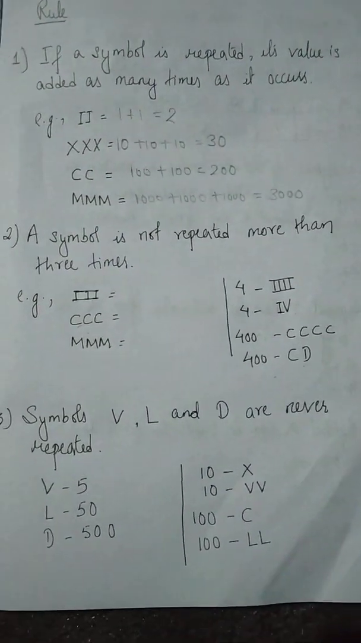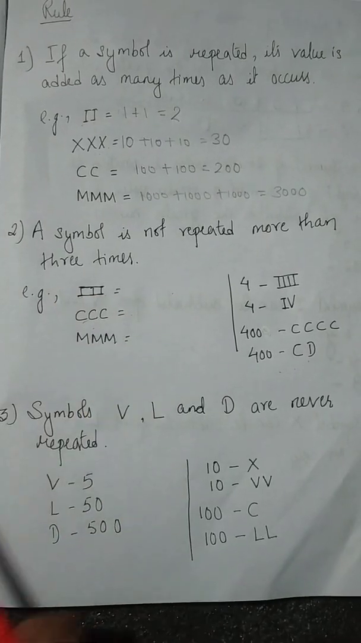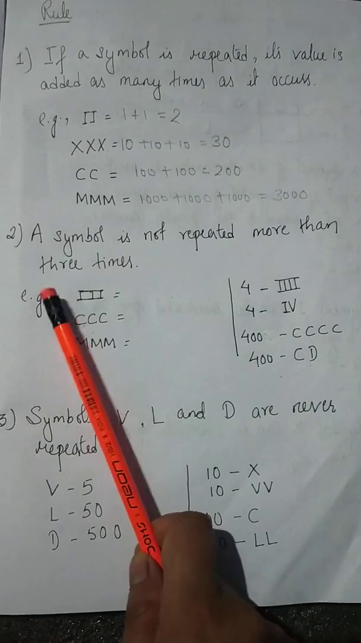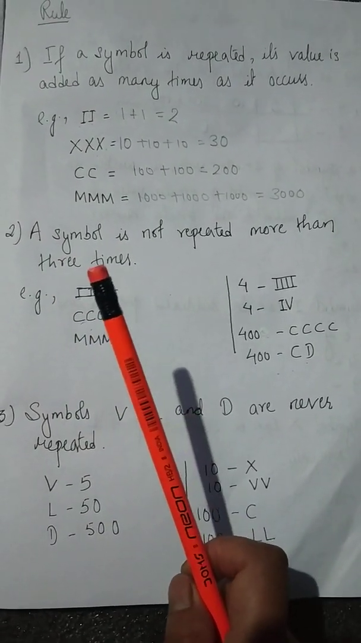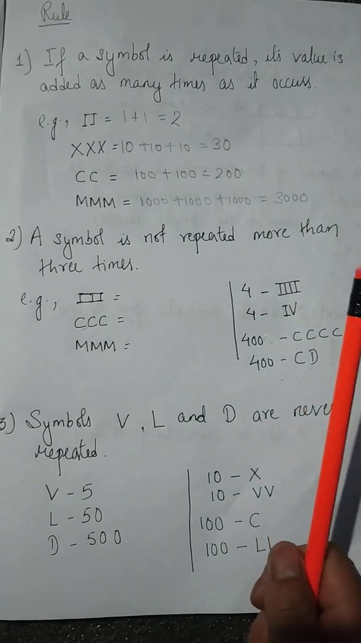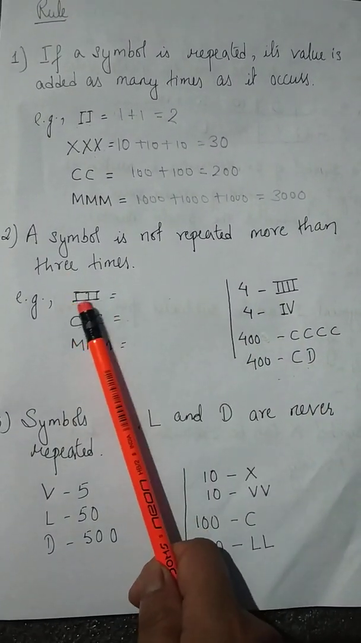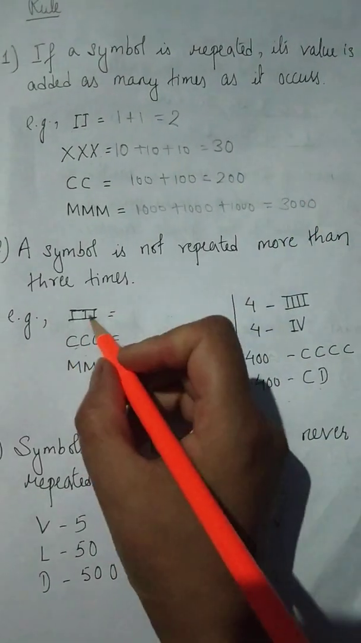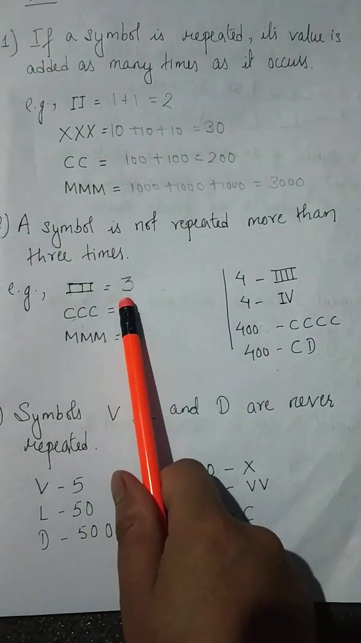Now let's talk about the second rule, and our second rule is a symbol is not repeated more than 3 times. Okay, if you have a symbol, you cannot repeat that symbol more than 3 times. See, I, it is repeating 3 times. So this is correct, and III is 3. So 1 plus 1 plus 1 is 3.